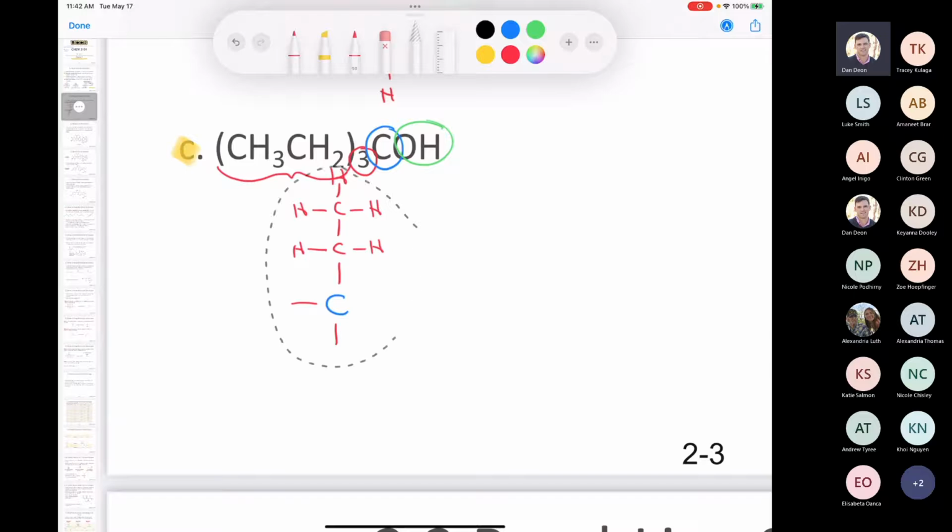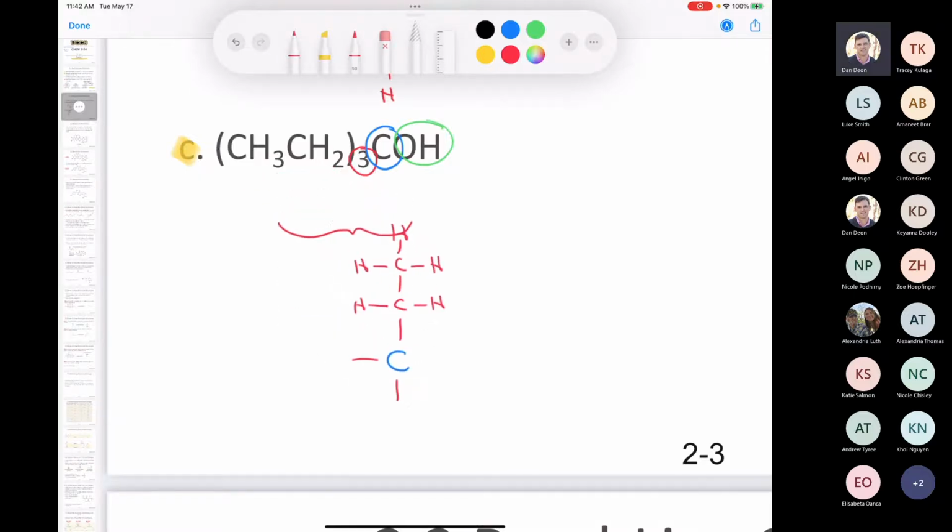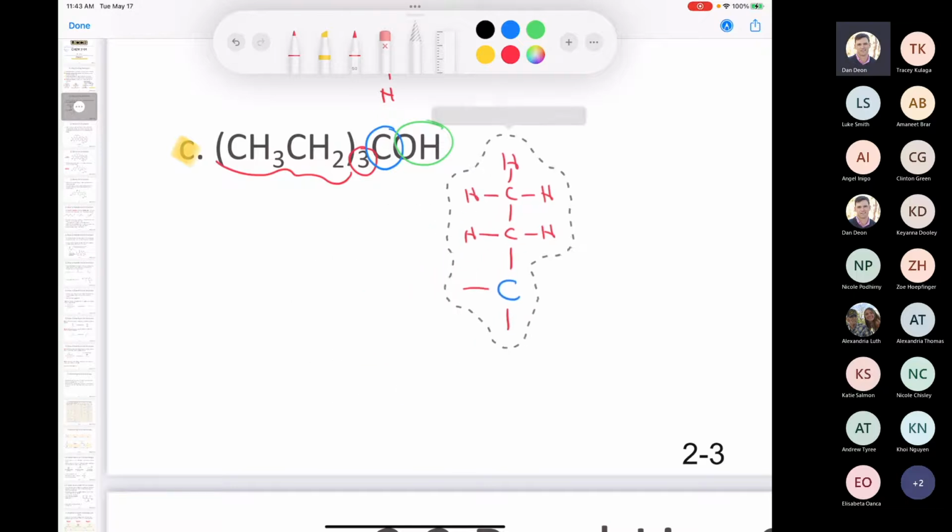Let's see if I can move that a little bit. Oh, that didn't work, did it? There we go. Maybe move it over here.